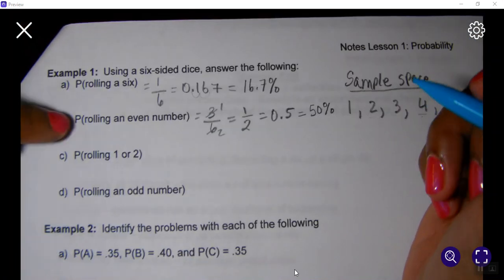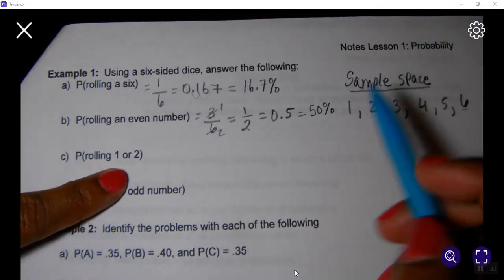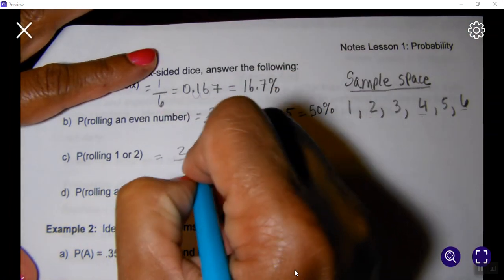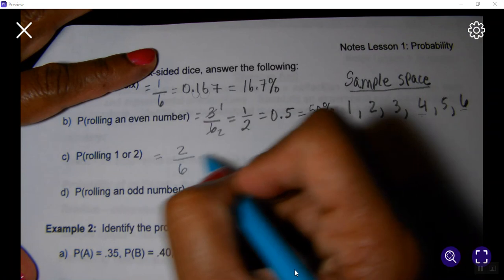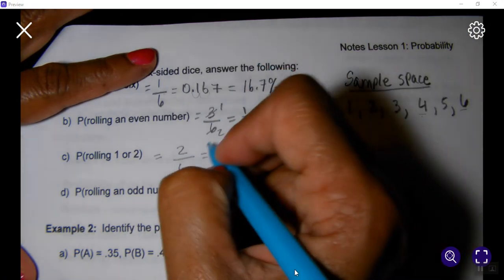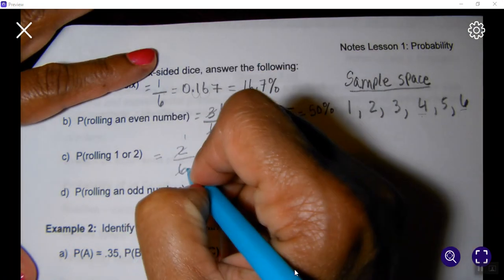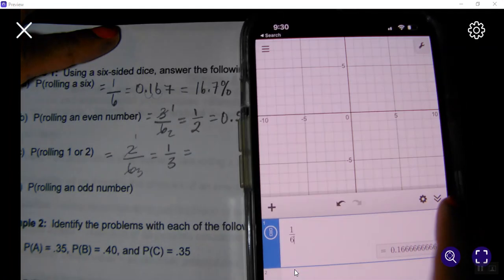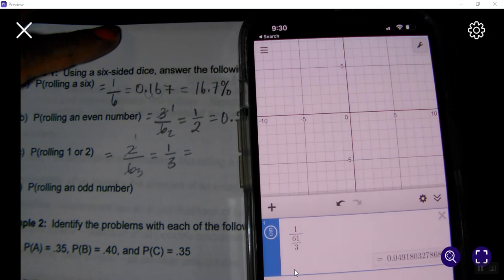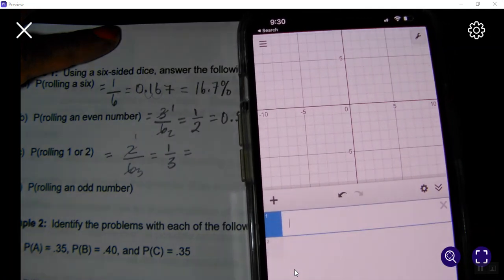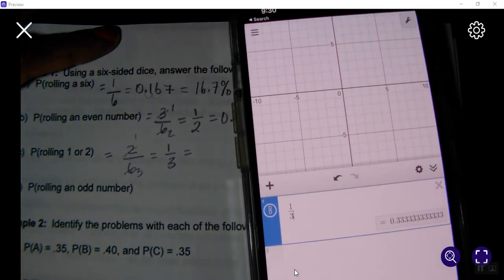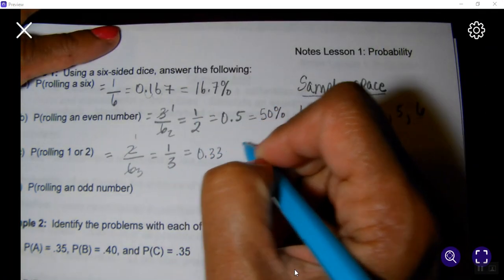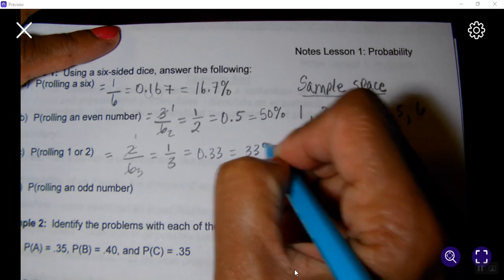What about rolling a 1 or a 2? So that is 2 out of 6, which is the same as 1/3. And then if you want to convert that into a decimal, 1 divided by 3 is 0.333. And that is about 33%.